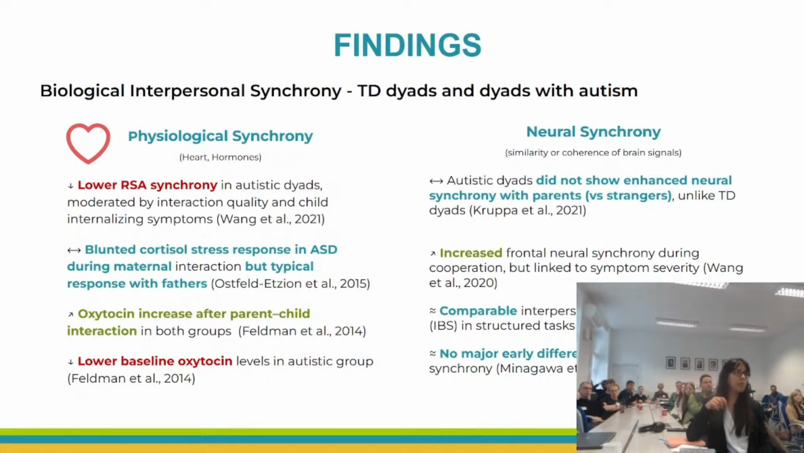Moving to neural synchrony, results are also mixed. For example, autistic dyads did not show enhanced brain-to-brain coherence when interacting with their own parent, unlike typically developing dyads, who did, in comparison to interaction with a parent and a stranger. But in another study, children with autism showed increased frontal neural synchrony during cooperation tasks, although this was also linked to lower autism symptom severity. Other studies found no significant group differences, especially in more structured tasks or in early infancy. So overall, biological synchrony research reveals both similarities and differences, shaped not just by diagnosis, but by context, symptom profile, and relational dynamics.